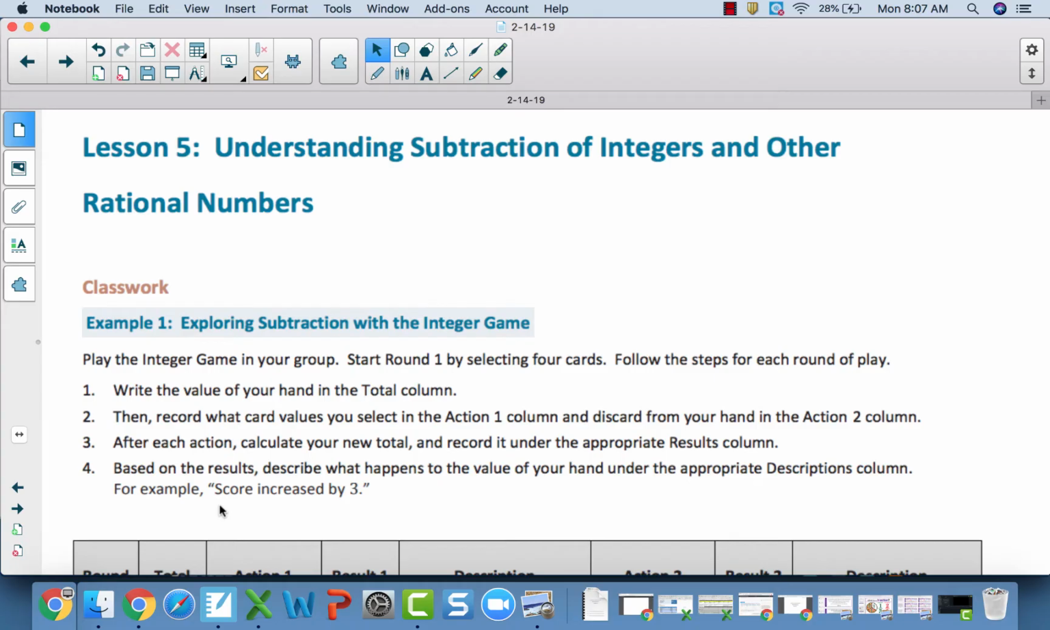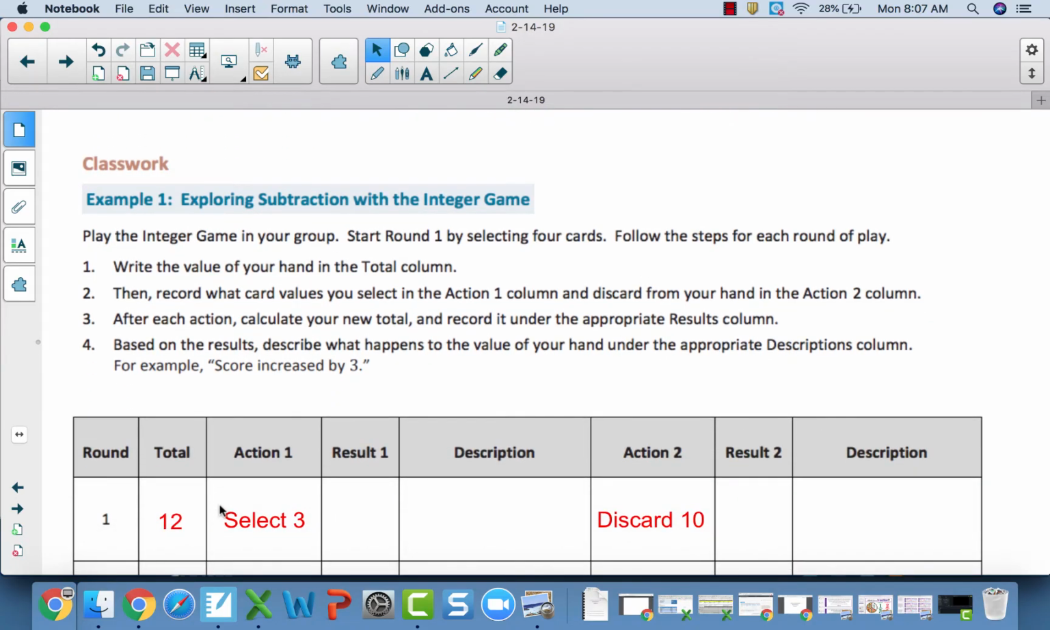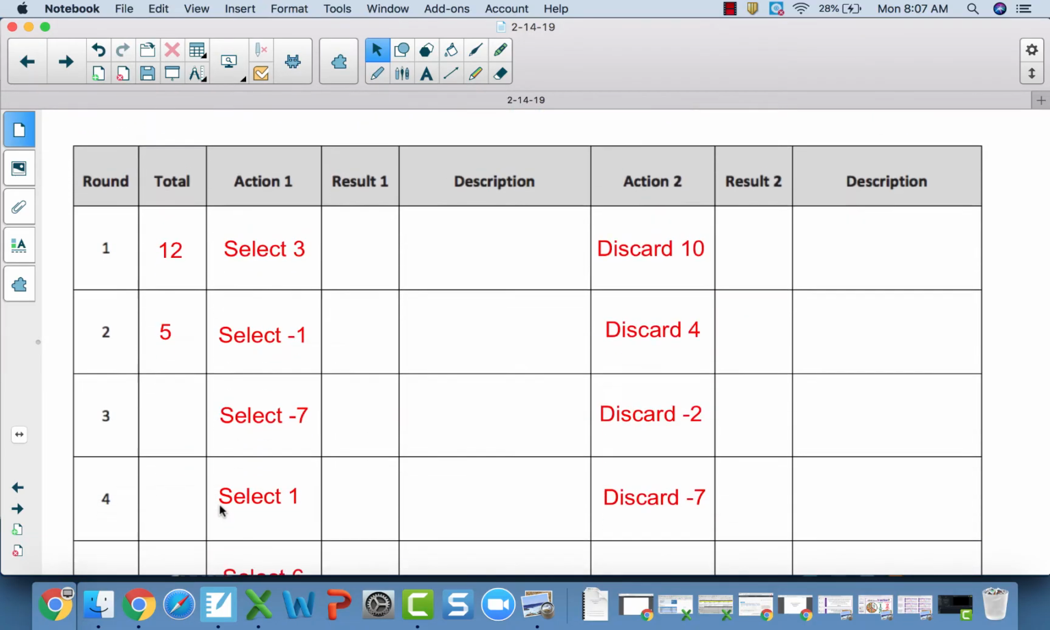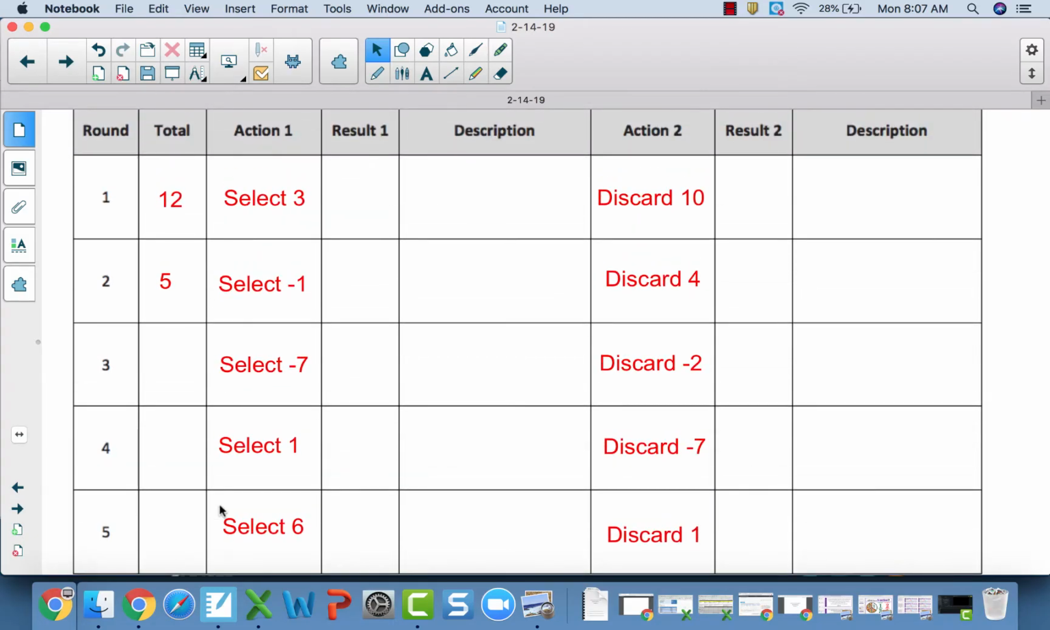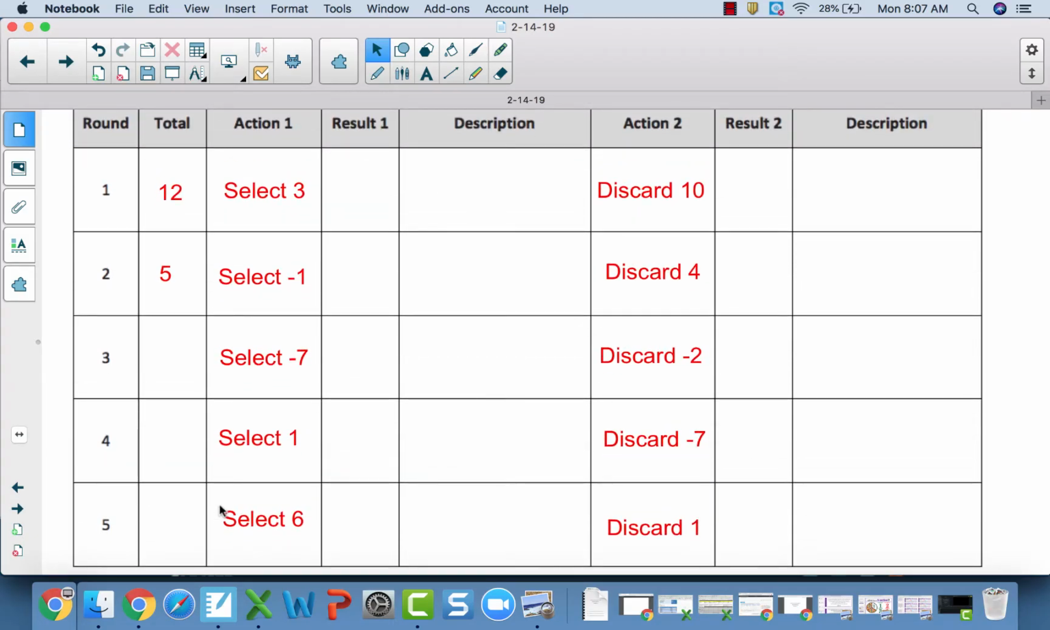All right, so to open up and start with Lesson 5, obviously we're not in the classroom, so we can't really play the integer game. So what we're going to do is imagine and do a mock integer game. Now I'm going to fill out the first row so that it is clear what I expect, and then you guys can go through and fill out the rest of this independently.